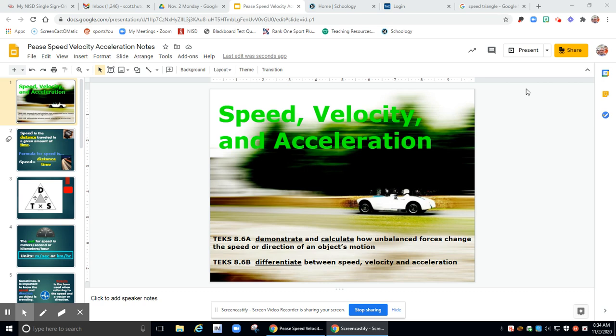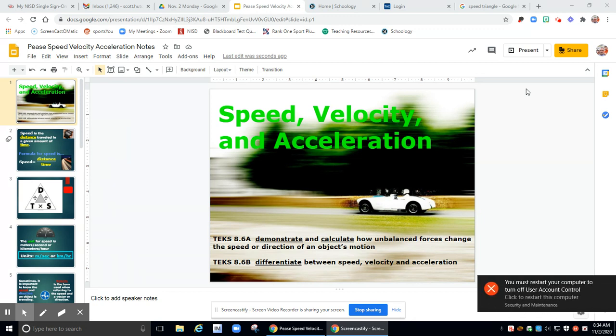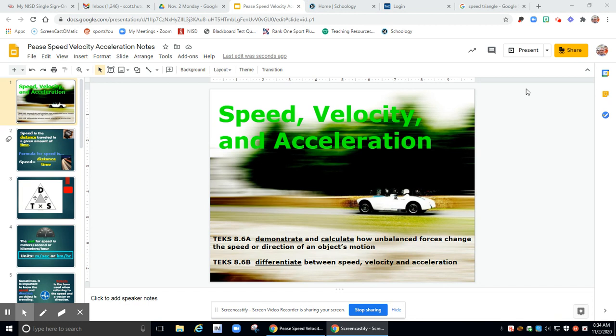Today we're getting into 8.6b, which is where you all have to know how to differentiate, or in other words, tell the difference between speed, velocity, and acceleration, and also calculate those things. So, very similar to how we were calculating force is equal to mass times acceleration last week, this week we'll be looking at some speed calculations as well. All right, so first of all, let's understand what speed is.